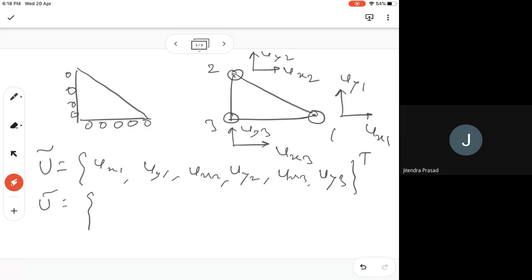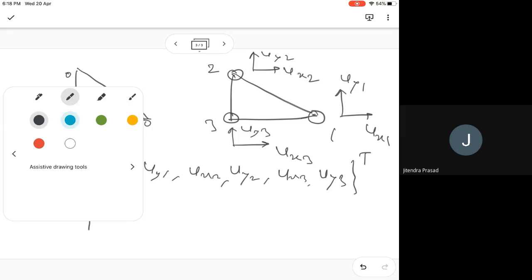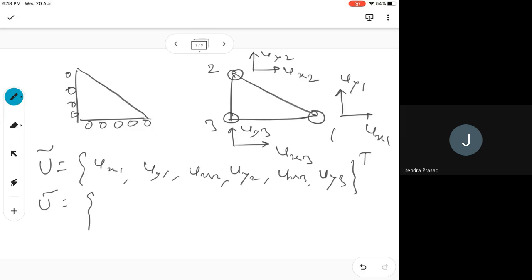Yeah, so that really means this point can move this way, but this point cannot go up. That really means that this value will be 0. Why? Because this point cannot go up, so this becomes 0. Similarly, this point can go up but cannot go in the horizontal direction, so this value is 0.